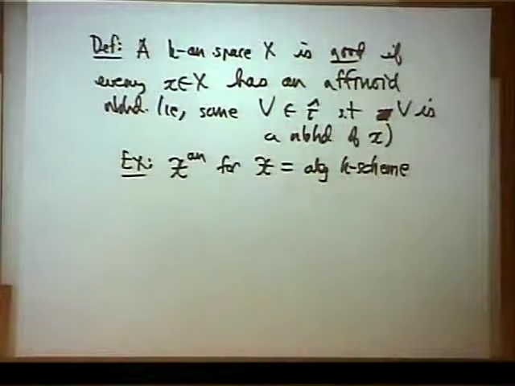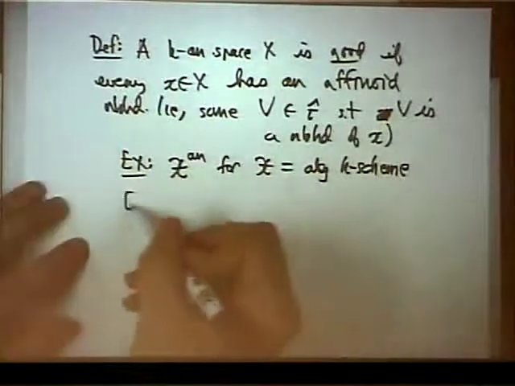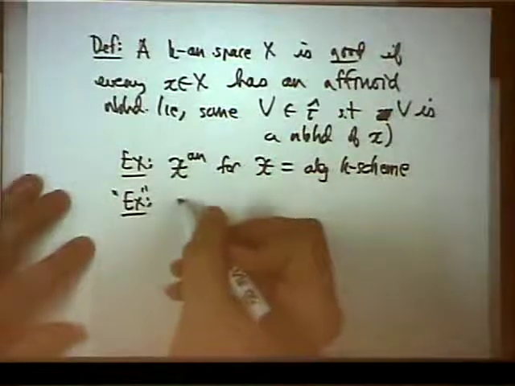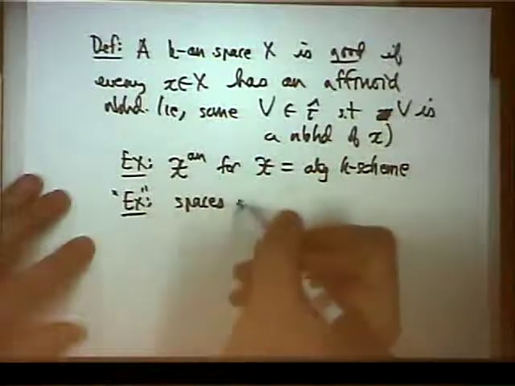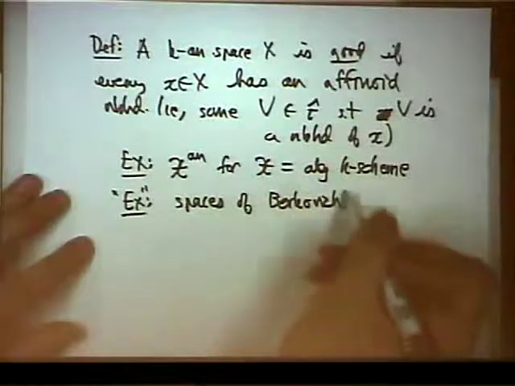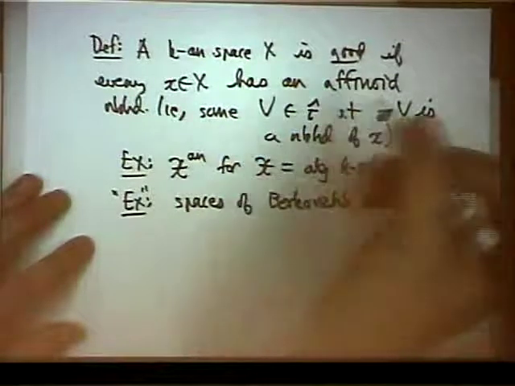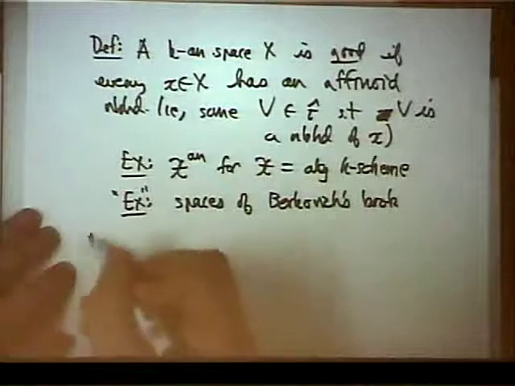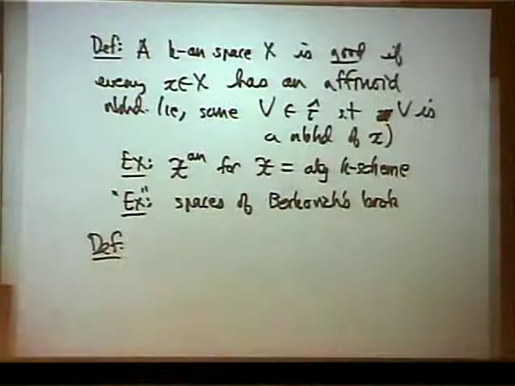But there are some other kinds of spaces out there. I'll just say that the good spaces, the spaces of Berkovich's book, are precisely the good spaces, and then I think Deligne pointed out to him that the good spaces were not good enough.